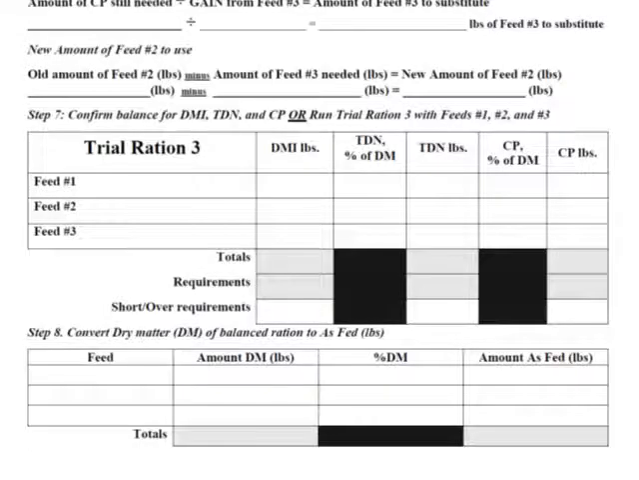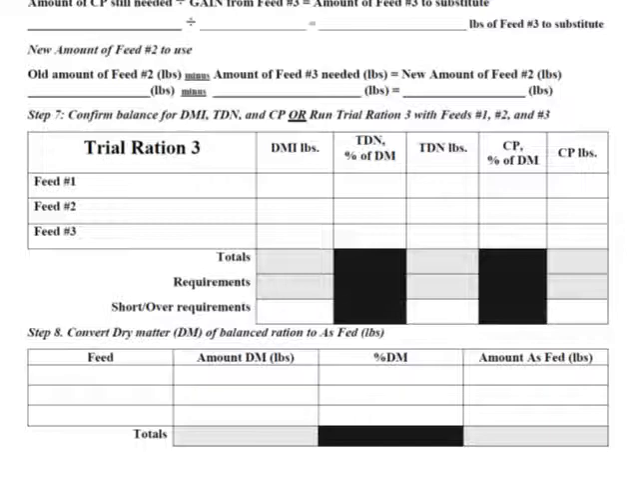So our next step is to balance our third ration. Step 7, confirm balance for TDN, dry matter intake, and crude protein, as we do our third ration with feeds 1, 2, and 3. So we have all 3 feeds here: 1 hay, 2 corn, 3 soybean meal. We go through, do the math.